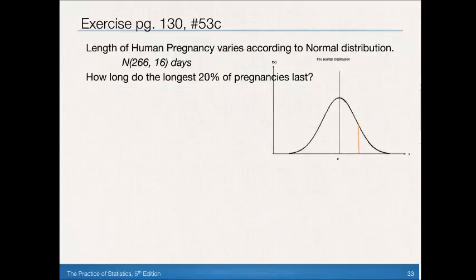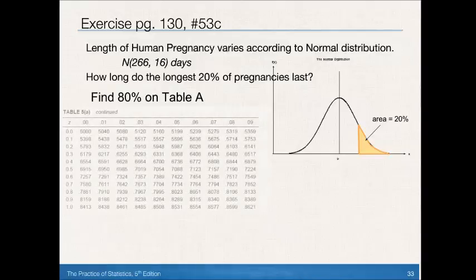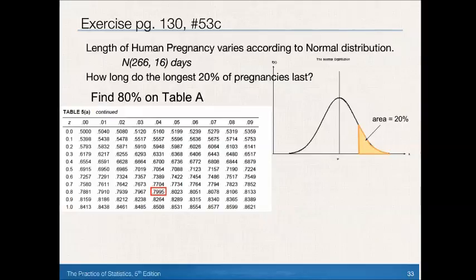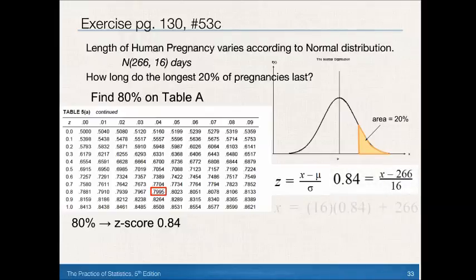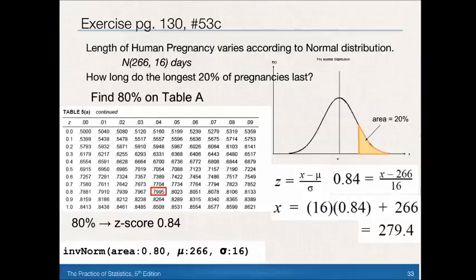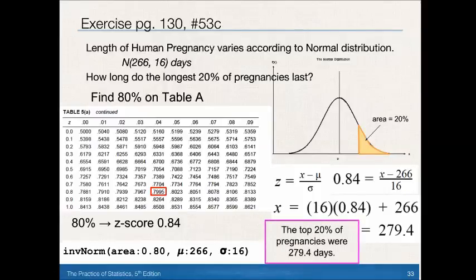So let's look at the distribution graph. So we find this area. The top 20% would be right up here. That would represent the longest. So what we're going to do on table A is find the 80%, because remember it's always to the left. So we take out our table. The closest to 0.8 is the 0.7995. That gives us a z-score of 0.84. And then we use the z-score formula and plug that in. Calculate that as 279.4. Or you use technology and find the area of 0.8. And then you answer the question. The top 20% of pregnancies were 279.4 days or longer.